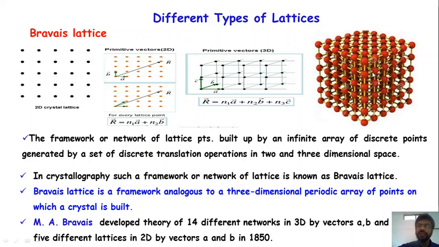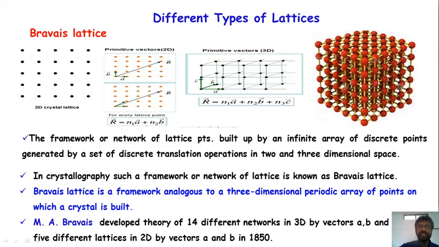Students, now in this figure, it is the framework or network of the lattice points. Such a framework of lattice points is built up by an infinite array of discrete points generated by a set of discrete translation operations in 2 and 3 dimensional space. Now in this figure, we can see the 2 dimensional crystal lattice. And in these 2 figures, we can see that by using the translation operation, we can generate a unit cell.